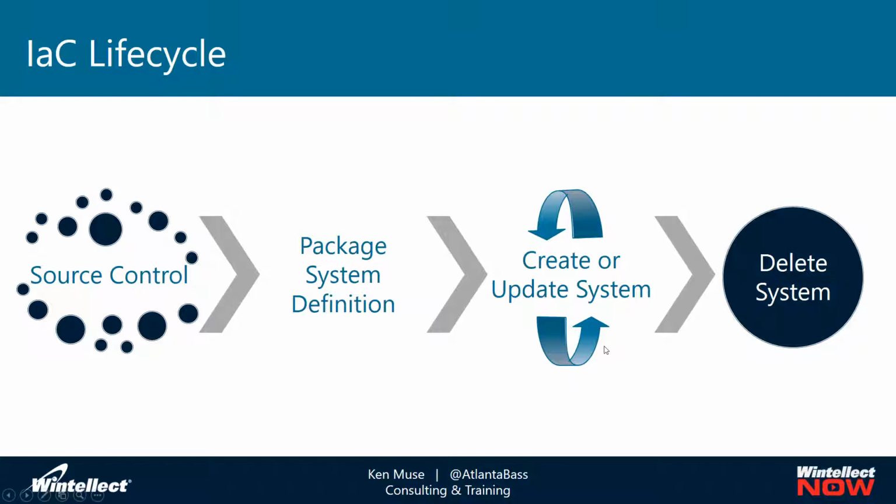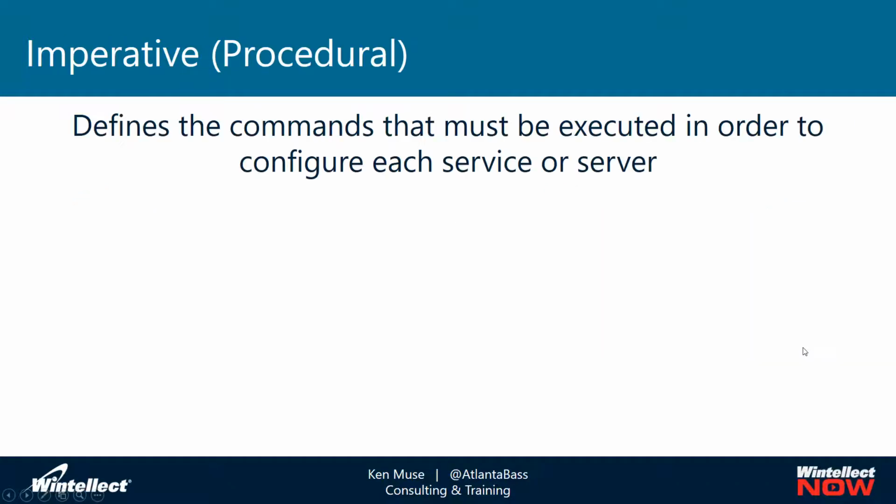Now, there are two kinds of infrastructure as code. The first of these is imperative or procedural. With this type of infrastructure as code, you're defining the commands that need to be executed in a specific order to configure each service or server the way you need it to run.